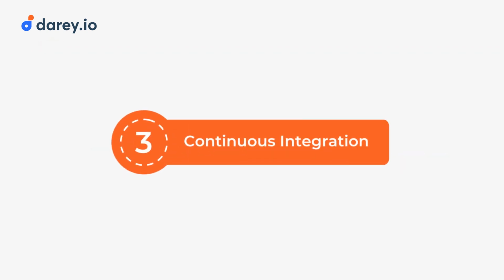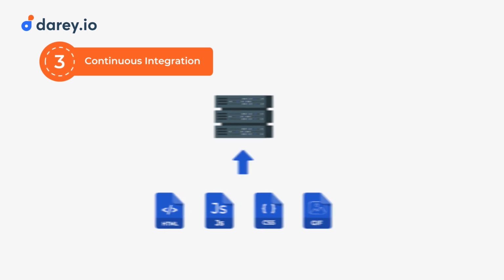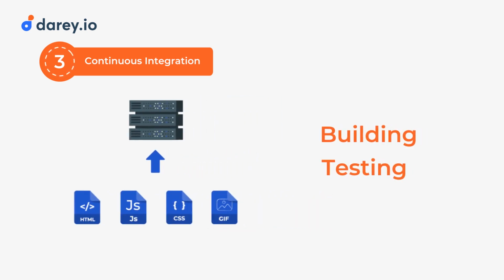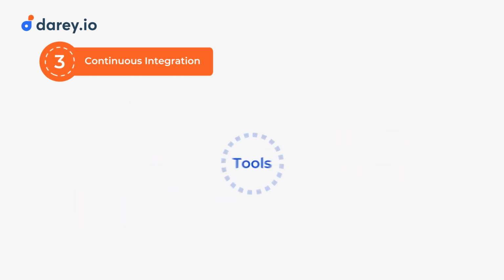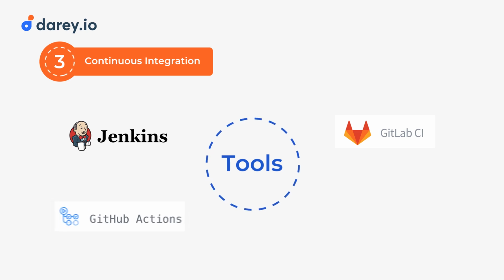Continuous integration. This is a practice where developers regularly merge their code changes into a central repository so that automation can be triggered for building and testing the code continuously. Examples of tools that drive this principle are Jenkins, GitLab CI, GitHub Actions, Drone CI, and a few others.